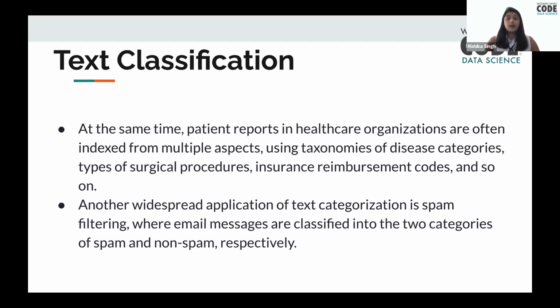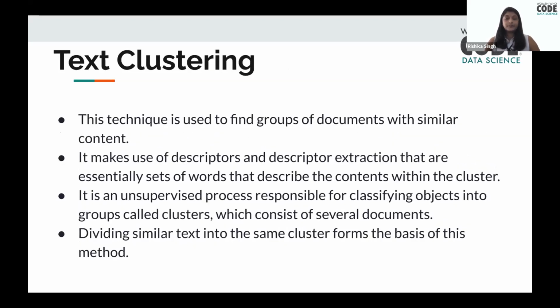Another widespread application of text categorization is spam filtering. This is where email messages are classified into the two categories of either spam or not spam. This is something that we did as our data set from the first week, where we were discussing pre-processing in the first step of this NLP workflow. We had a spam or not spam data set that contained various SMS texts, but we can also use this in the email setting as well.